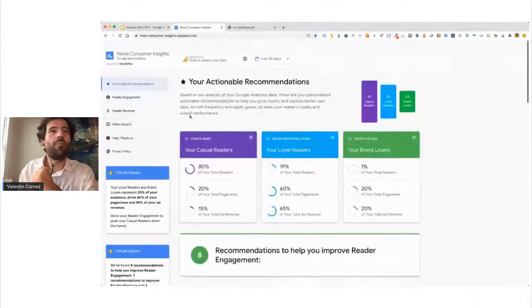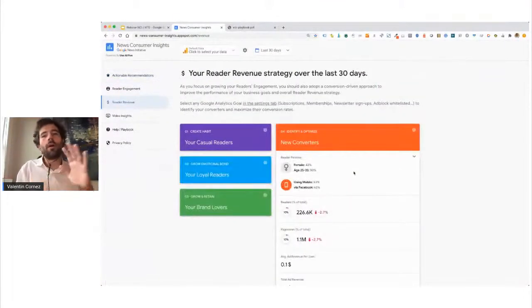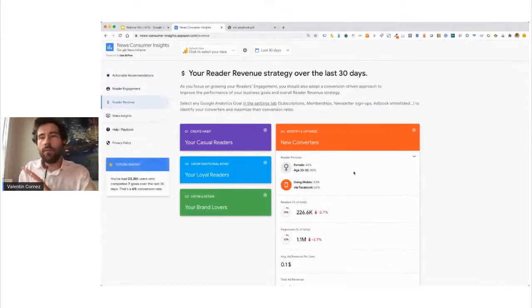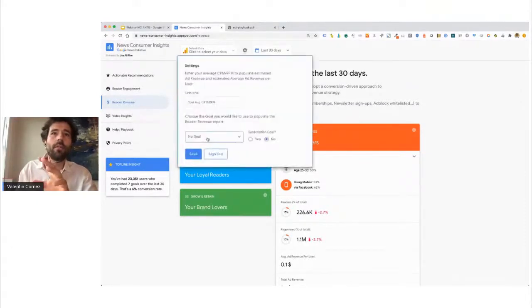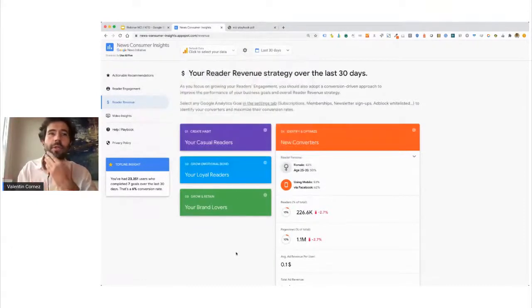So yeah, that's pretty much it for reader revenue. Keep that in mind. If you have a subscription, membership, affiliation business, you should set up a goal and then select that goal here, and you will get a lot of cool information.